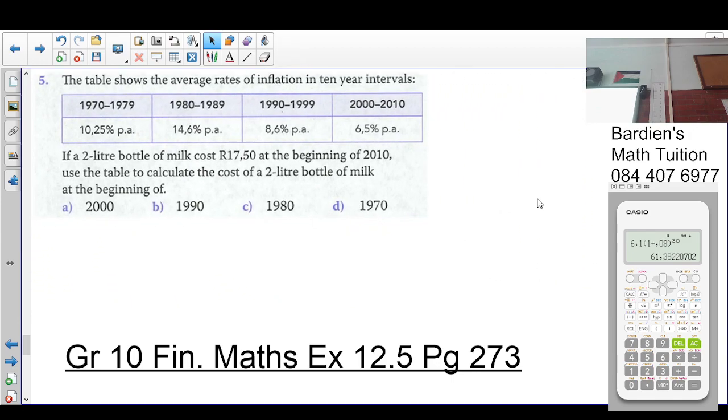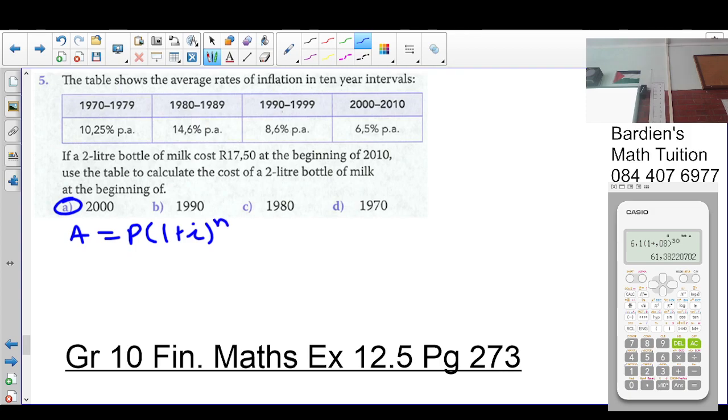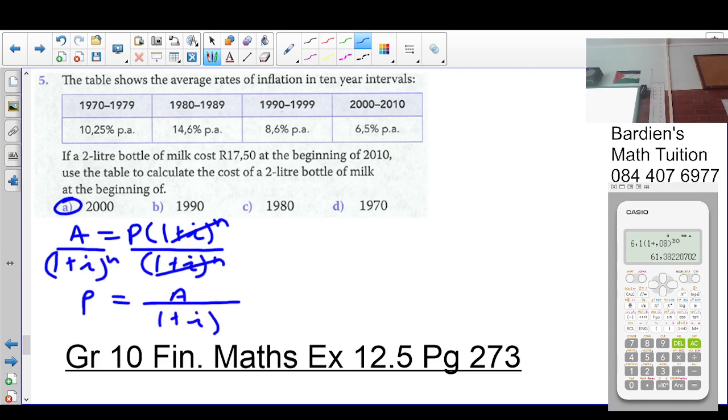The table shows the average rate of inflation in 10-year intervals. If a 2-liter bottle of milk cost 17.50 at the beginning of 2010, use the table to calculate the cost of a 2-liter bottle of milk at the beginning of each period. So in this, I'm working in reverse now. The formula here, of course, is A is equal to P into 1 plus i to the n. Since I'm calculating P all the time, I'm just going to divide both sides by 1 plus i to the n straight away, otherwise it's a lot of calculations. So P is equal to A over 1 plus i to the n.